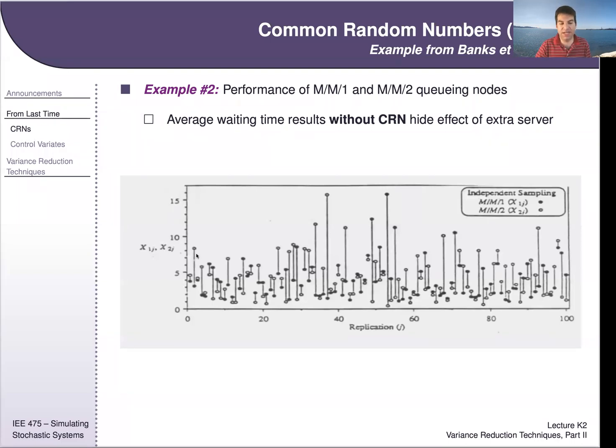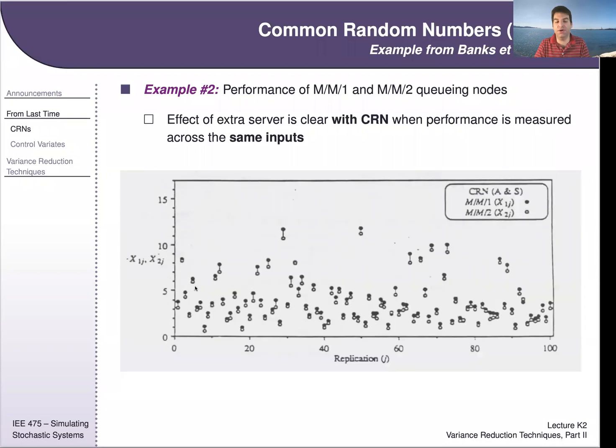And what I see is that sometimes the M/M/1 queue is higher, and sometimes the M/M/1 queue is lower. And so there's a lot of variance there. I could look at the general trend and it would probably tell me that the M/M/2 queue has a better performance. But it's not totally clear. I can make it clearer, reducing variance, by using common random numbers. And that's what your book did.